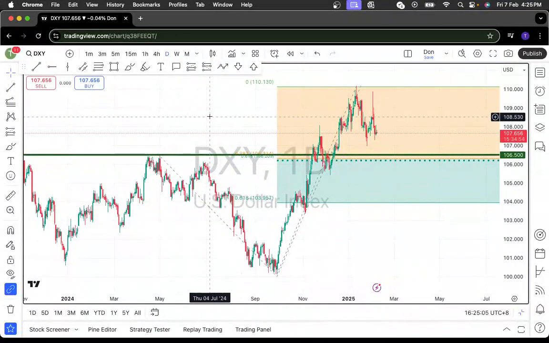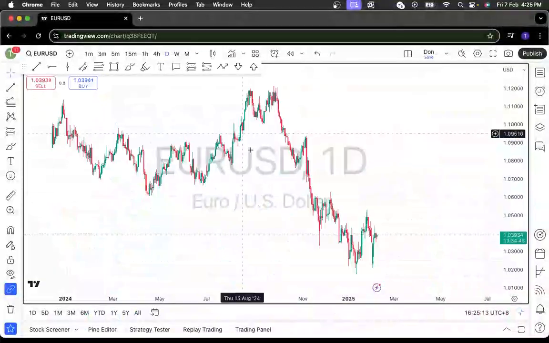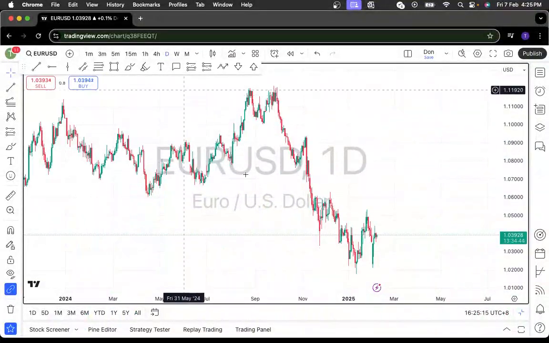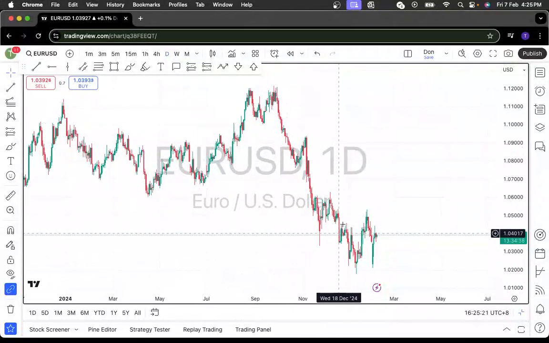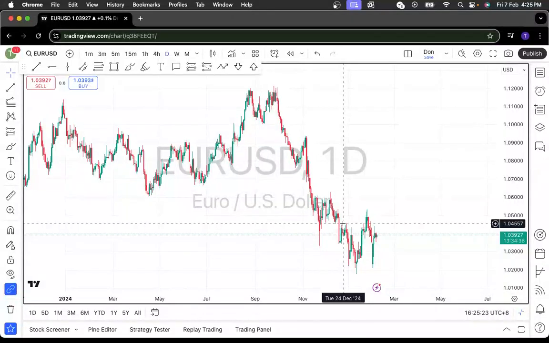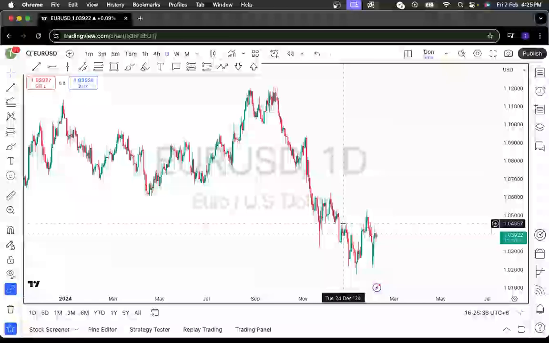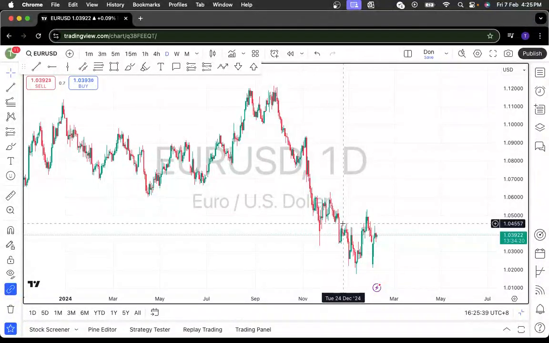So if you're looking at, for example, he seems to be very interested in imposing tariffs on the European Union. So you can take a look at the euro dollar, and you can see that the euro against the dollar has been showing a very consistent push towards the downside ever since November. Of course, a lot of this is also driven by the performance of the European Union's economy as opposed to the US economy, which has been surprisingly resilient, even in the face of a very high interest rate environment.